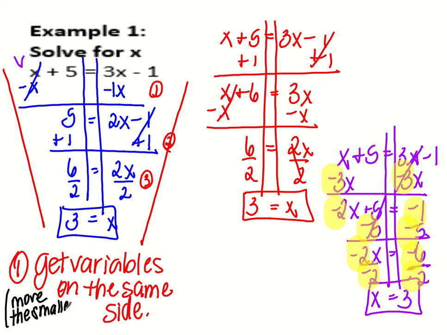If you're struggling, you could do it this way. Move the smallest variable term first. Like she moved the 1x, she made it the negative 1x, that's smaller, 1x is smaller than 3. Move it because then look, you got rid of your negative. You're not working with a negative 2x like you were here.